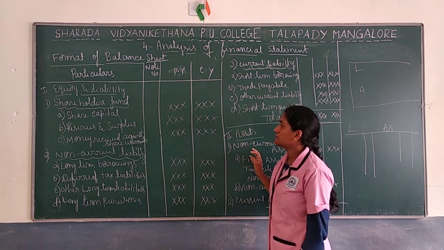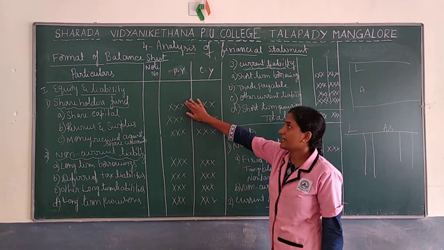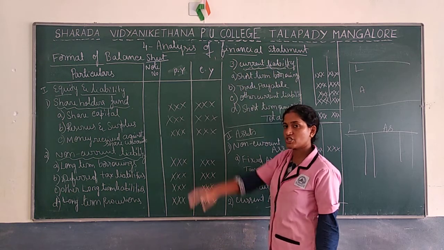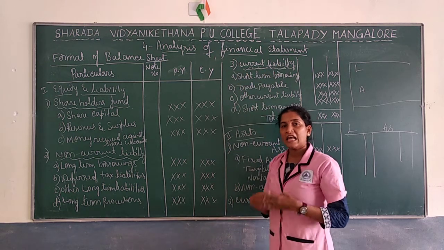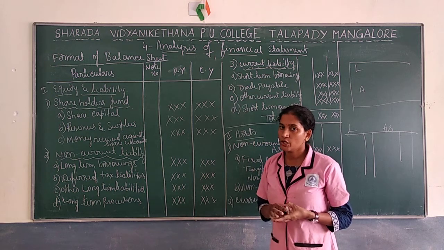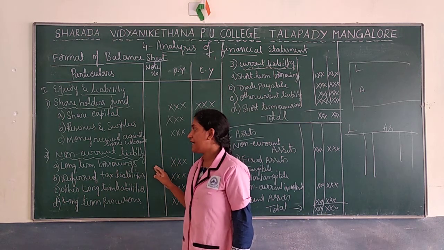See it. Okay, after that you have another 2 columns, students: the current year, previous year, absolute increase or decrease, and finally a percentage column. The format is this one. Calculation: just as we prepared the profit and loss, in that way only you have to calculate. Okay. Next you have the non-current liability.